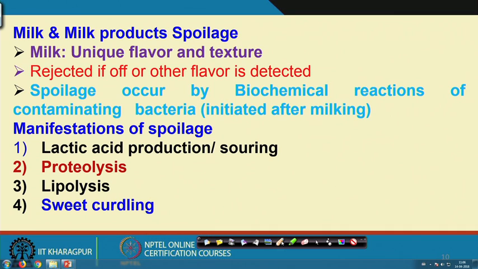So, that is one. Second could be off flavor developed by the hydrolysis or degradation of protein, or off flavor developed due to hydrolysis or degradation of lipid, right, or it could be the protein that has come out, that is casein that has entirely come out, that is called curdling. So, these are some of the manifestations by which we say that milk has spoiled, right.